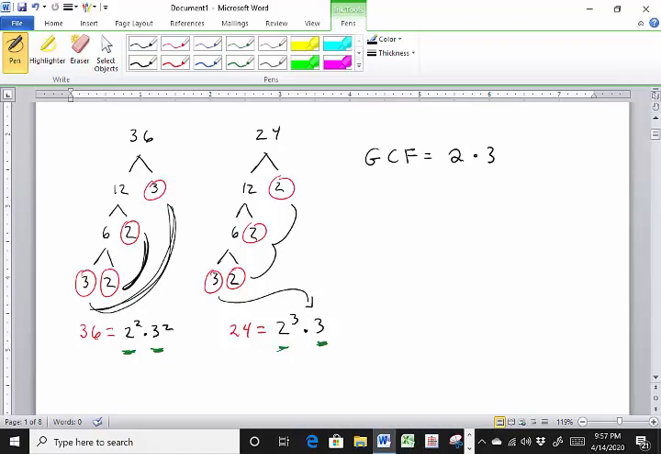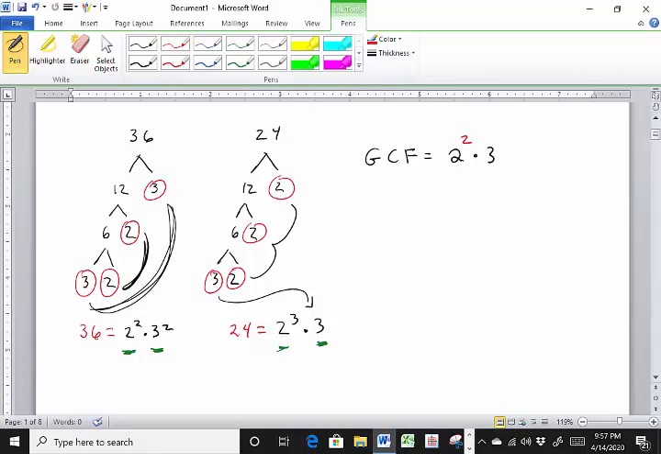Then, it's very simple, you pick the smallest exponent out of each individual exponential notation for each number. So for 36 and then 24. On the 2, the smallest exponent is 2, so that's 2 squared. But we come over to 24, and you look at the 2, and it has a cube on it. So what's smaller, the squared or the cube? Well, the square is. So I put 2 squared.